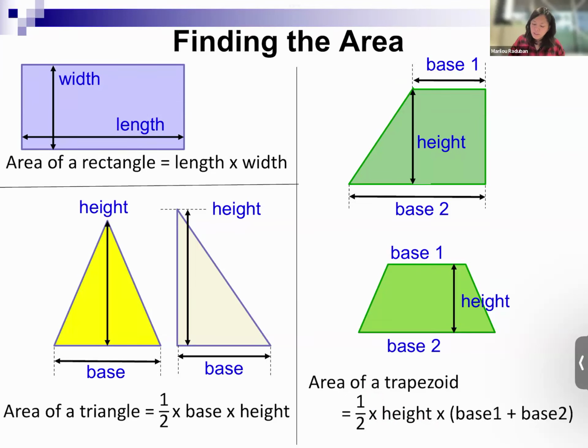To define a trapezoid, you need two sides that are parallel with each other. Those two parallel sides are called the bases. You have base 1 and base 2, and the height is the distance between those two bases.